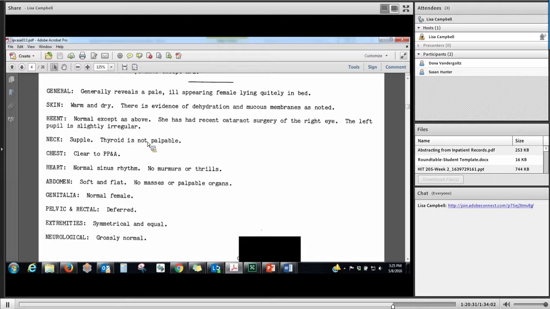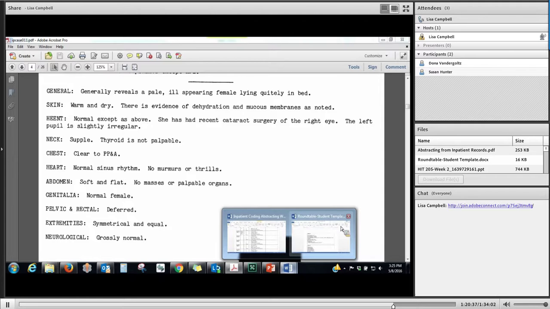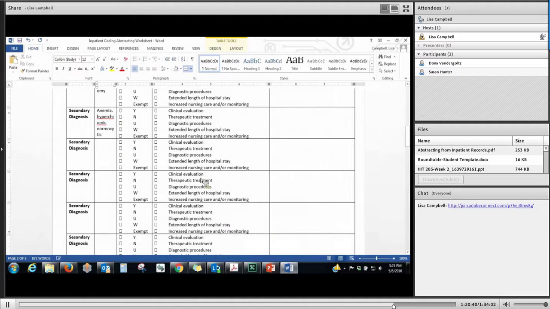Okay, so now that I've finished reading the history and physical exam, I want to pull my worksheet back up and see if there's anything else I need to add. Well, I see something related to the flu. And so I might say, okay, I didn't see that in a discharge summary. I need to see if they actually treated that. The other thing that you notice is that the patient is allergic to penicillin. So that's something else I'm going to add to my worksheet.